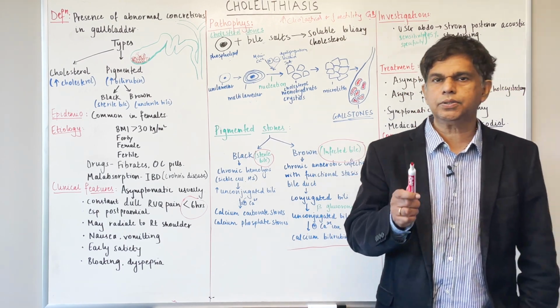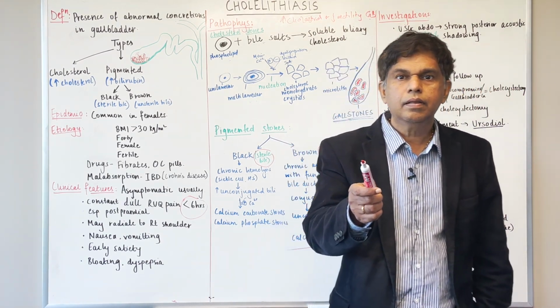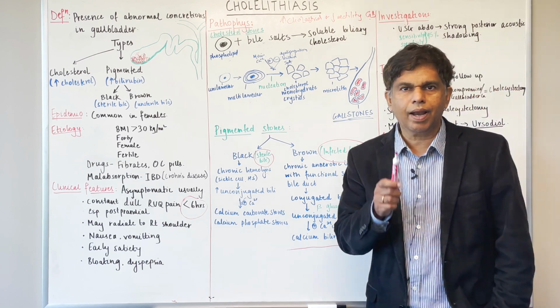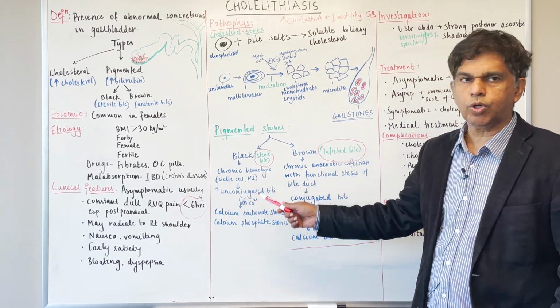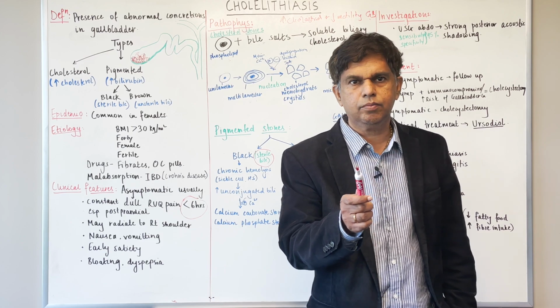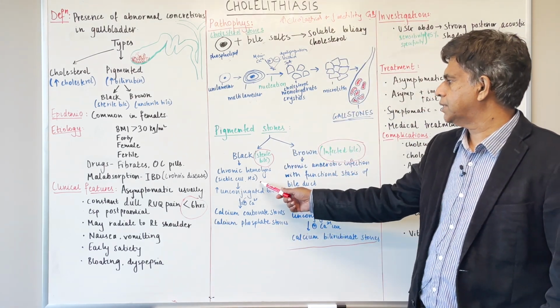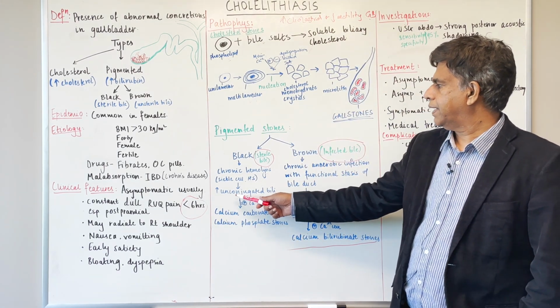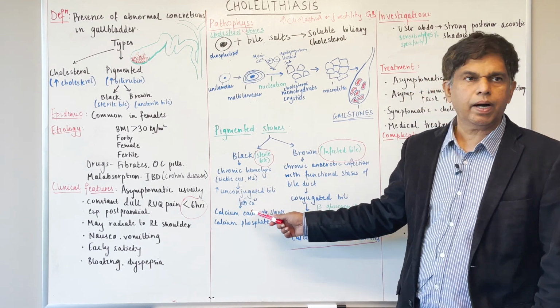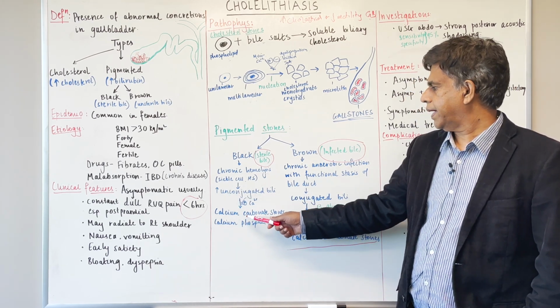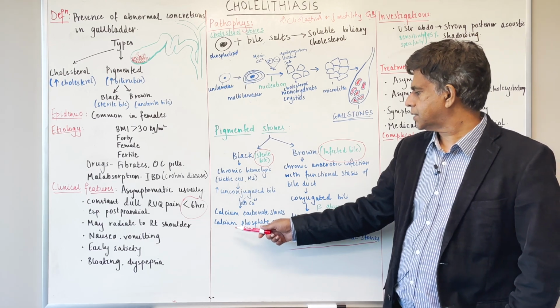We told already, what are the two types? Black and brown stones. Let's start with the black. What is black? There is chronic hemolysis. One word you have to remember is chronic hemolysis, okay? When you have chronic hemolysis, what happened? You have increased unconjugated bilirubin. They combine with the calcium. And then what happened? Calcium carbonate stones and calcium phosphate stones.